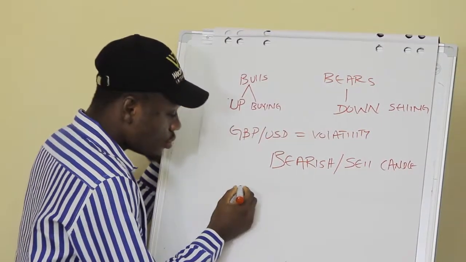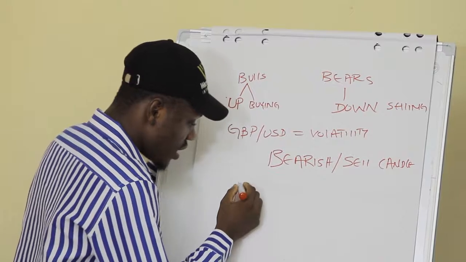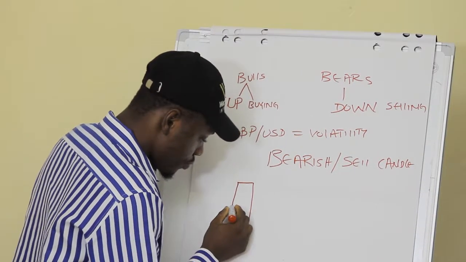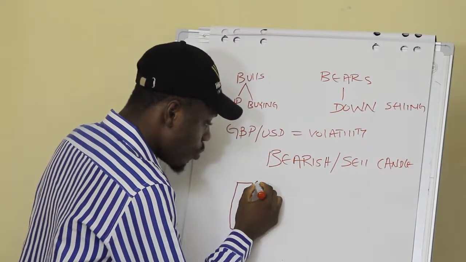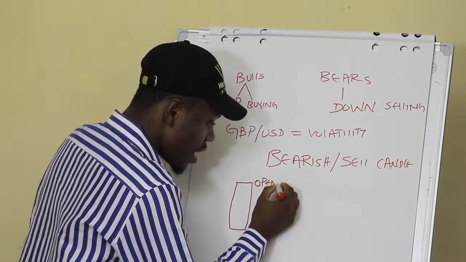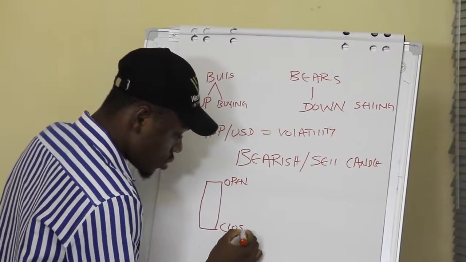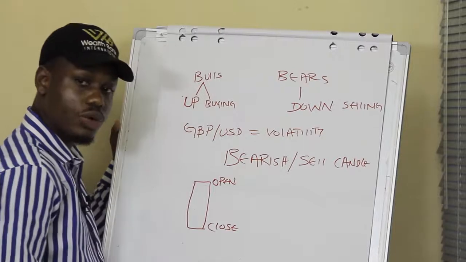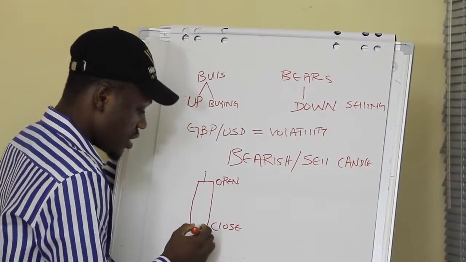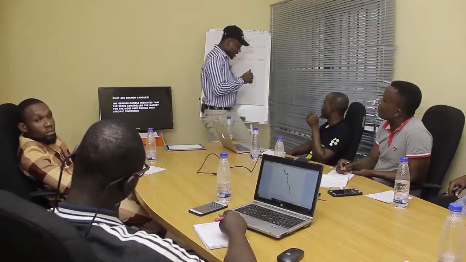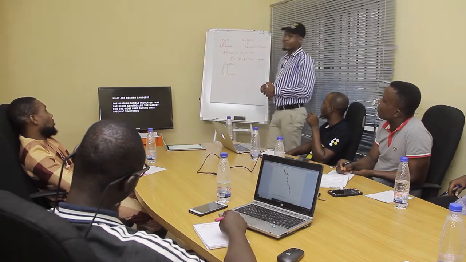They have an open, which is above. Let's say this is a bearish candle. They have an open, which is above, and then they have a close, which is below. Then they have maybe a wick. This is exactly how a bearish candle is formed.